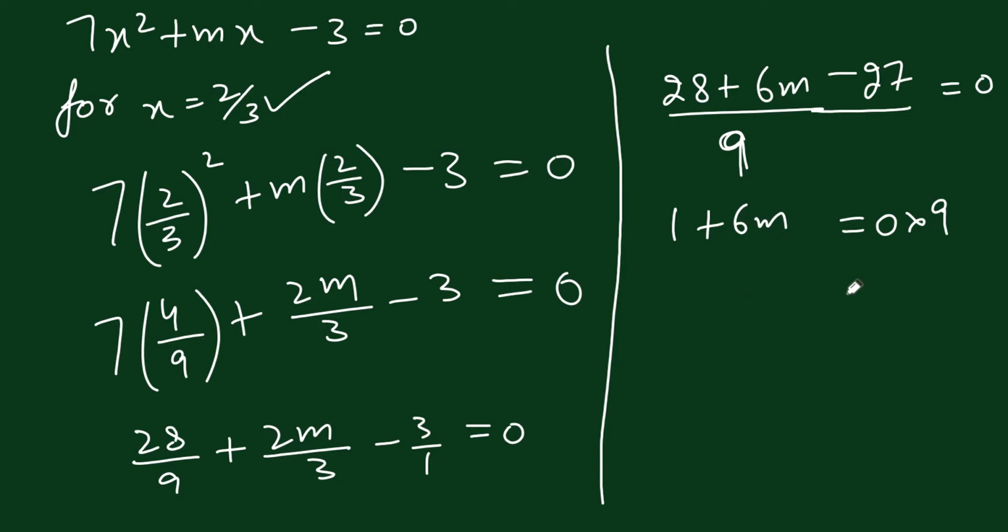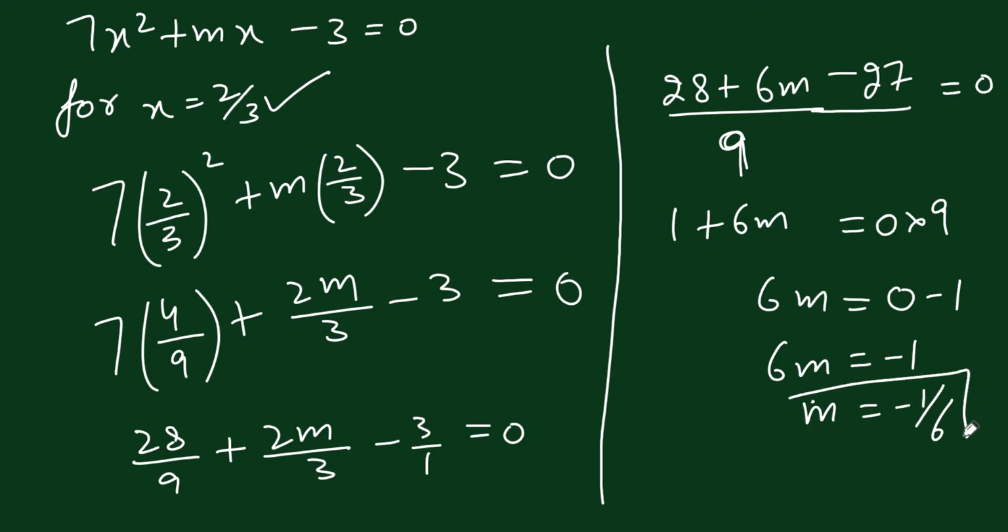Okay. So we got 0 into 9 is 0. 1 goes to the other side. 6m and 1 has to go to the right side and we will get m. But first 1 will go, it will become minus 1. 6m is equal to minus 1. m is equal to minus 1 by 6. So you got the value of m. That's what we had to find. We substituted the value of x and got the value of m.